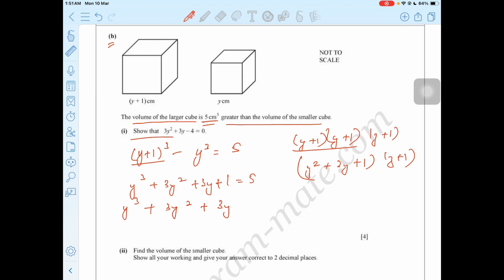Sorry, this would be negative y cubed, right? So this negative y cubed and positive y cubed will cancel out. We'll get our answer as 3y squared plus 3y. This negative 5 would come here, so this would be negative 4, right? So we have shown our answer.